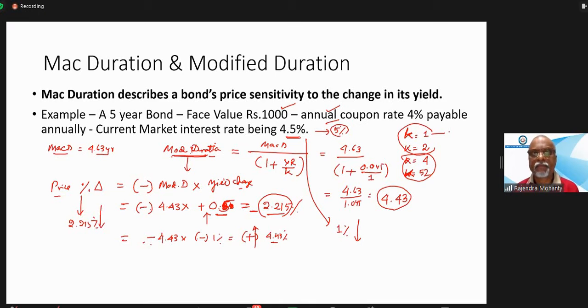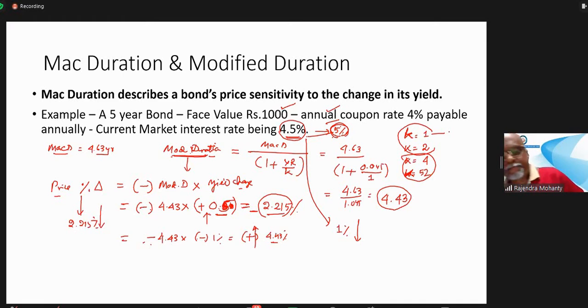Sir, 0.5 from where did you get it, sir? First one. 4.5 to 5% I told. Now where are you? You are not listening when I am telling. Market rate was 4.5. It has come to 5%. So the difference is 0.5. It has increased by 0.5. So that's why it is plus 0.5.